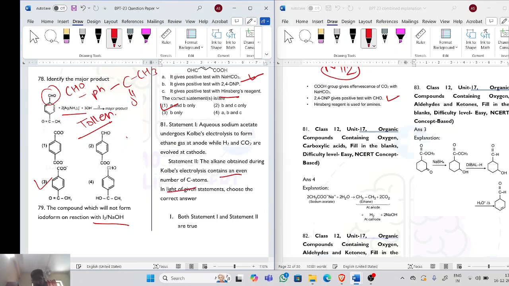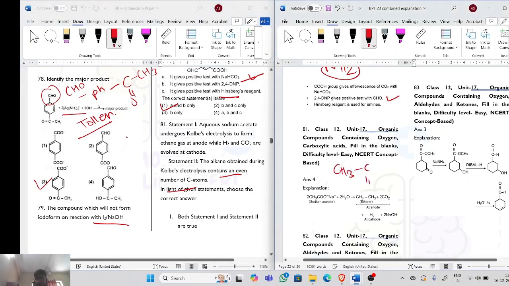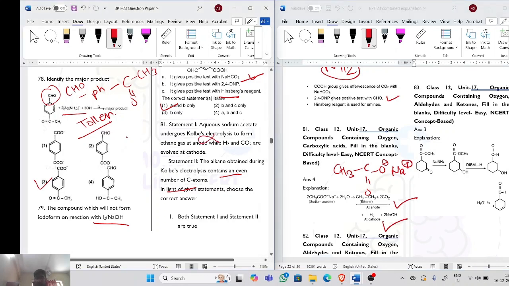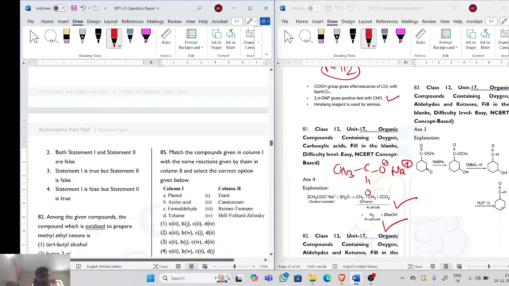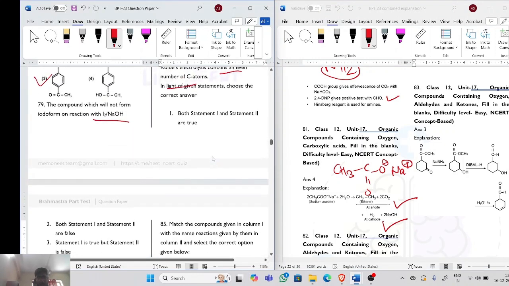First of all, we have also discussed this reaction earlier. CH3COO minus Na plus will break in the presence of electrolysis, or you can say in the presence of water. Then CH3, ethane and CO2 gas will be produced at the anode, and H2 gas is produced at the cathode. So statement 1 is incorrect. Now for statement 2, we have to check.